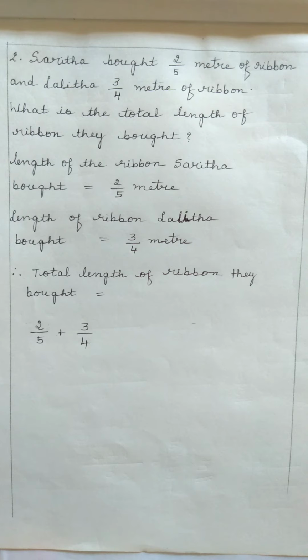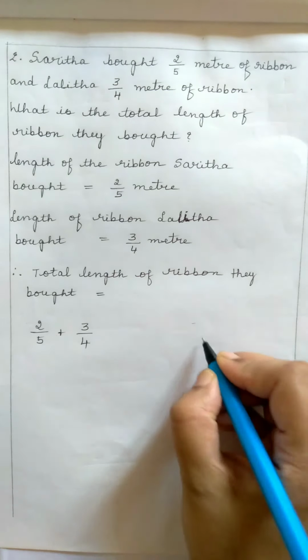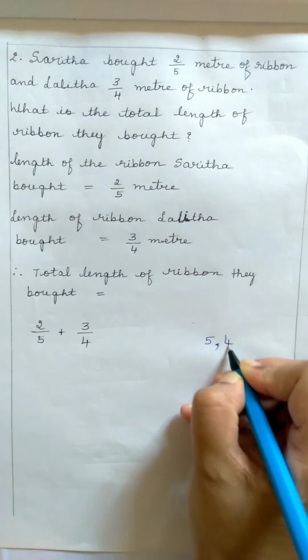When you have the word total, that means we have to add the two fractions. So, we have 2 by 5 plus 3 by 4. Again here the denominators and the numerator values are different. Therefore, those are unlike fractions. In unlike fractions, first we have to find out the LCM of the denominators 5, 4.